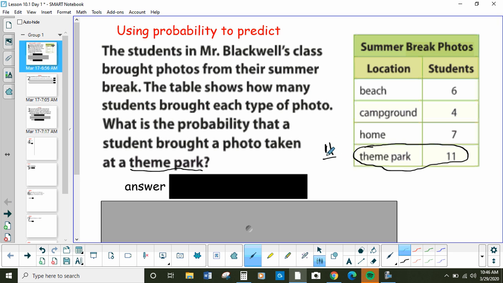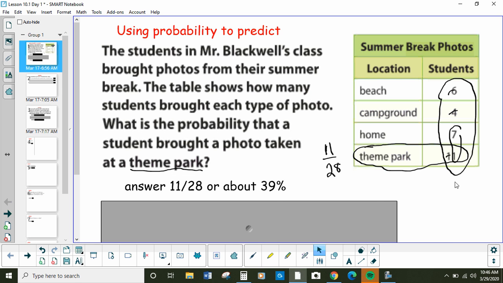Now, of course, with all probability, we have to add up the total of everything. You guys can take calculators and do that. Or you can kind of see that I have 10, 28. So 11 out of 28 is the probability of how many people brought theme park photos. Okay, so the probability of that happening was 11 out of 28, or 39%.